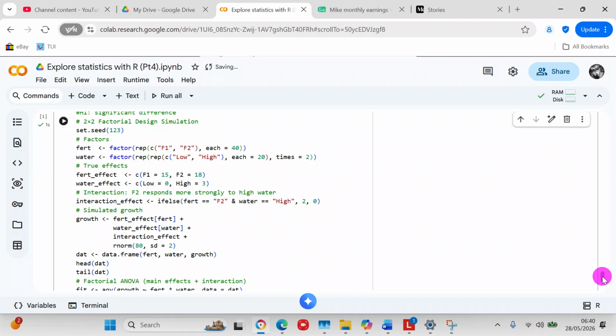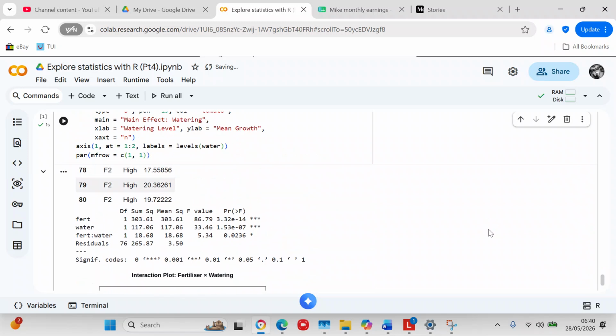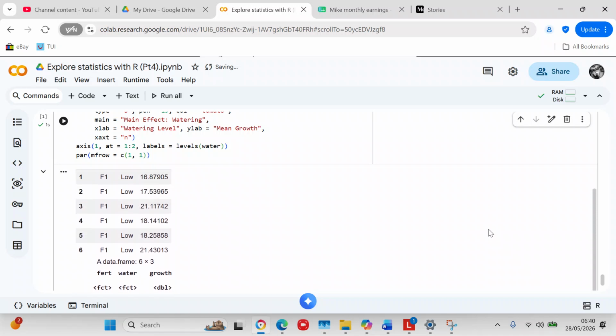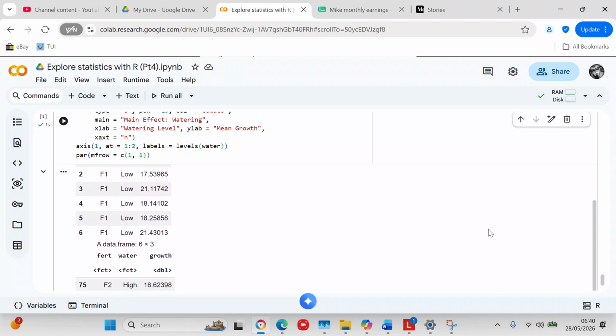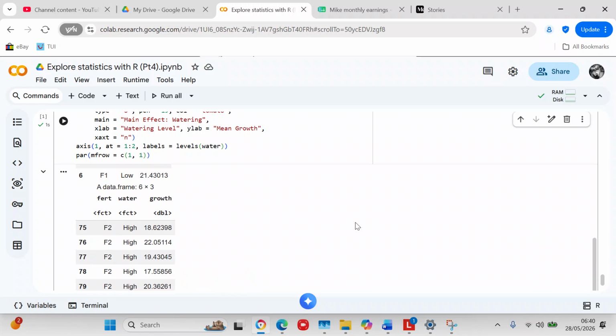So in addition to looking at the head, we're also going to look at the tail. You've got the head being the first 6 and the tail being the last 6. So you can see that the tail is the last 6 rows of the data frame, which is F2. And then your growth, I'm going to take it as a mean.